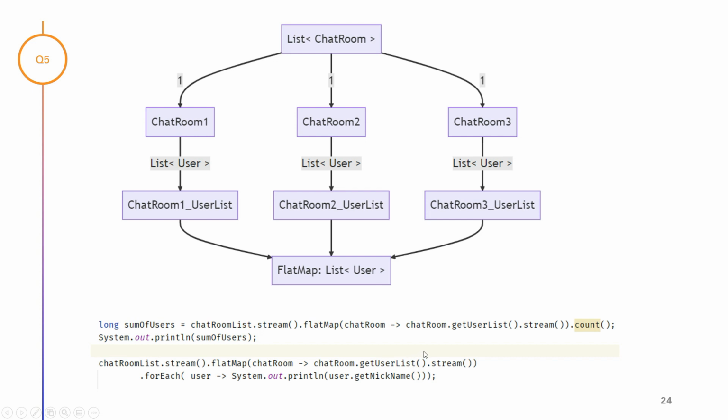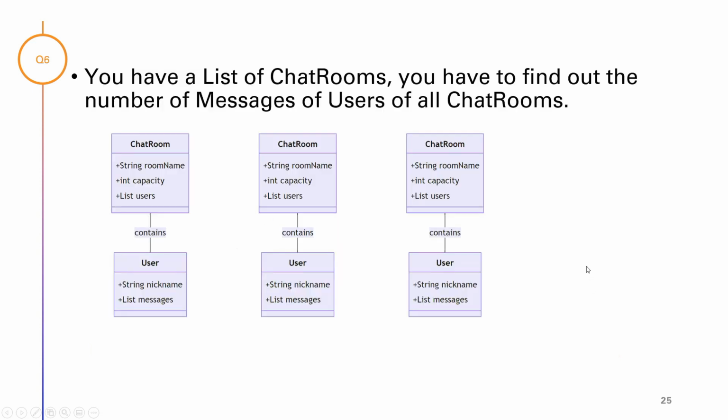Suppose you want to print the nicknames. Same thing: flat map of the users list, just flatten it, then iterate each one and get the nickname. So you will need the flat map when you have this kind of requirement.